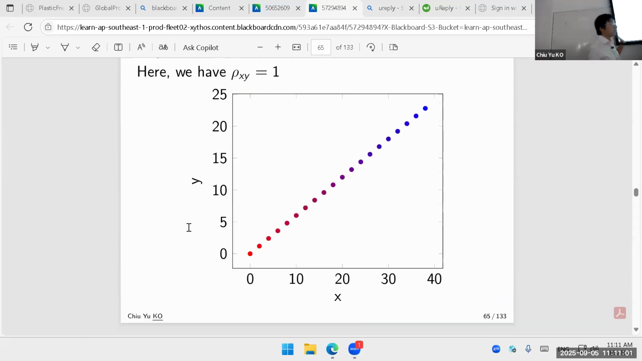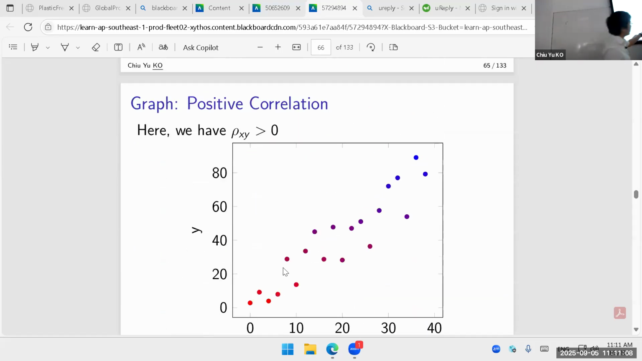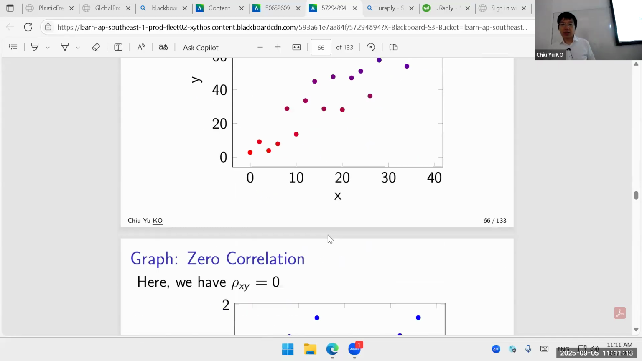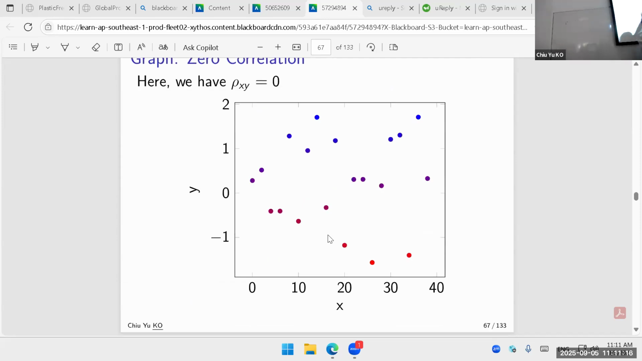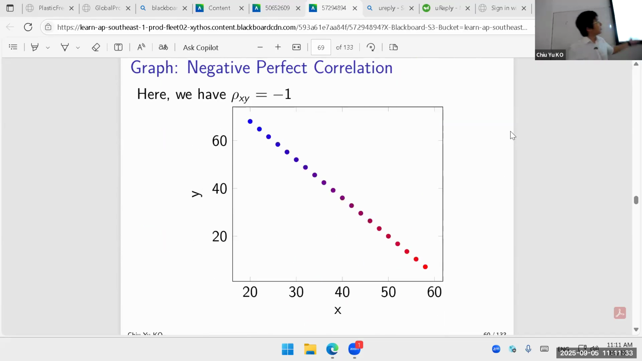So if 1, it is on a straight line. And if positive, it is slightly different from a straight line, but it's still going up. And if 0, it means that you can't find a line. It can be here, it can be flat, it can go down, go up, you can't draw a line, then it's 0. And if you can draw a line going down, it's negative, right? And if -1, then it's always a line.